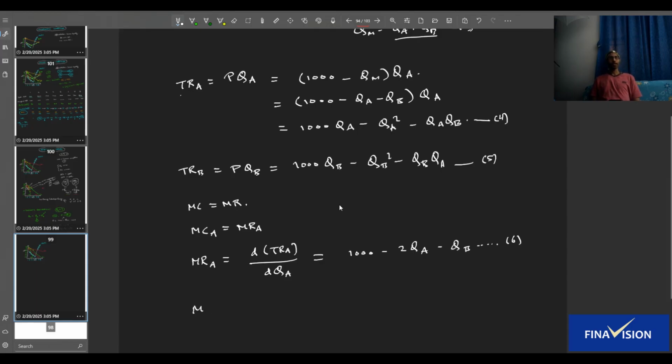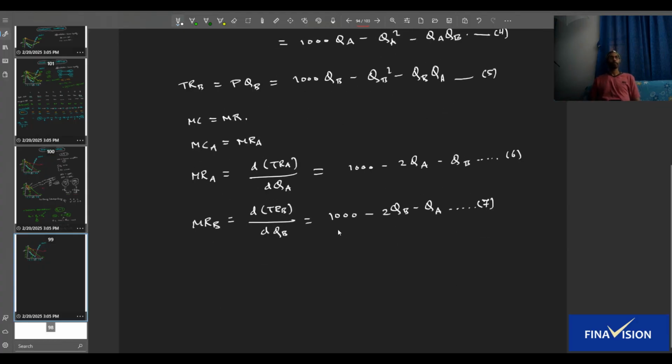Similarly, marginal revenue of B is equal to differentiation of total revenue of B with respect to QB. This will also, if you do the calculus procedure, come to 1000 minus 2QB minus QA. Now, from equations 7 and 6, we have got the marginal revenue of A and B. Now we already know marginal cost of both A and B are equal, which is equal to 50.